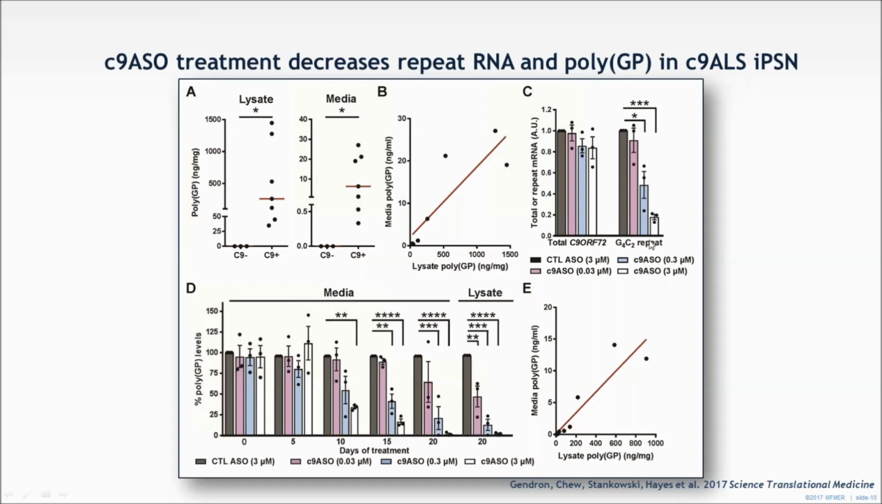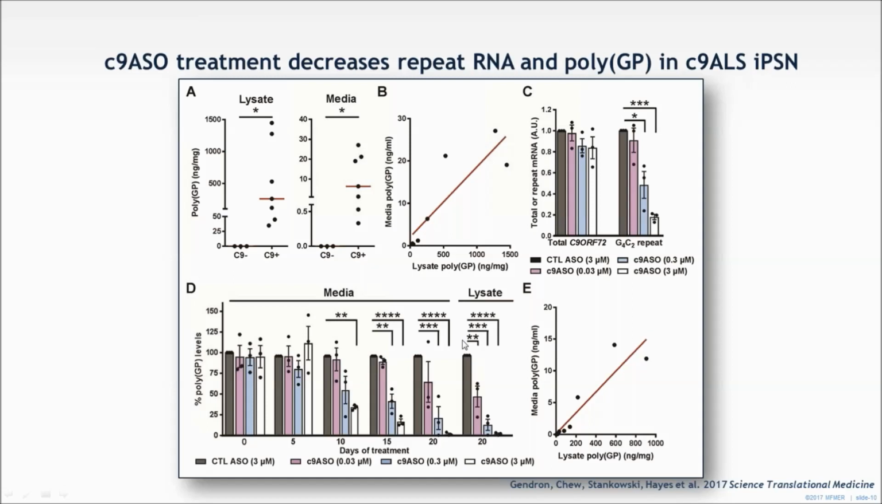And what we found was that upon ASO treatment, we saw a dose-dependent decrease in the levels of repeat-containing RNA. But what's especially good about this is that it had no overall effect on total C9ORF72 mRNA. And in light of Philip's talk, I think that this is a good finding indeed, that we're not going to be impairing total levels of C9.